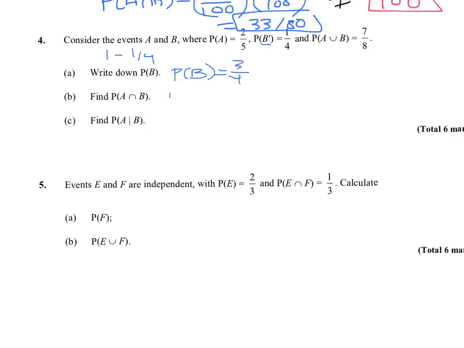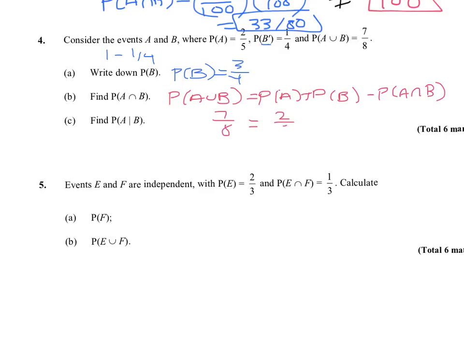Okay, and that says the probability of A union B equals the probability of A plus the probability of B minus the probability of both. So we have to fill in what we know. We know the probability of A union B is 7/8. We know the probability of A is 2/5. We know the probability of B is 3/4. And we're trying to solve for the probability of A intersect B, so I'm just going to call that X.